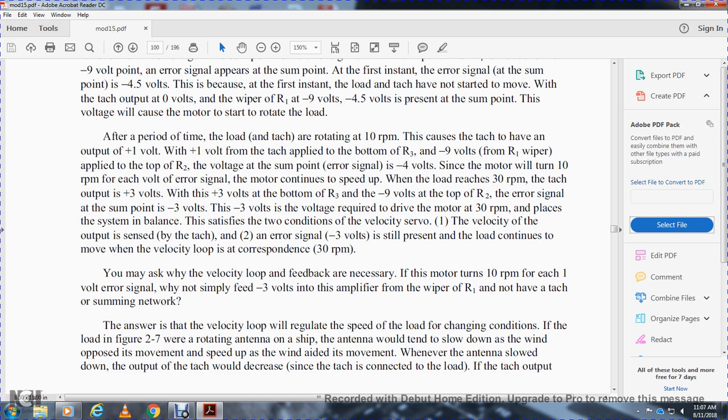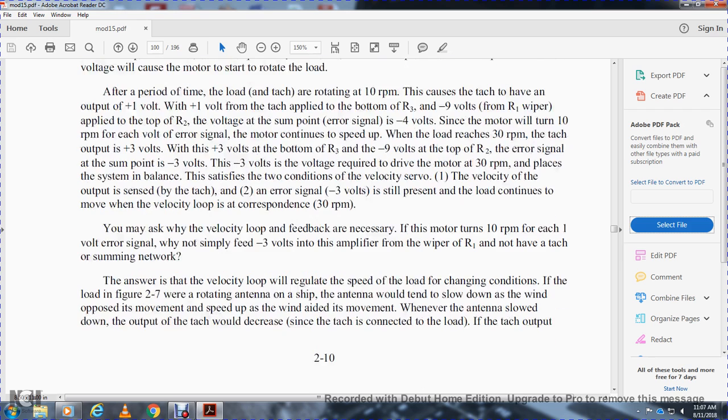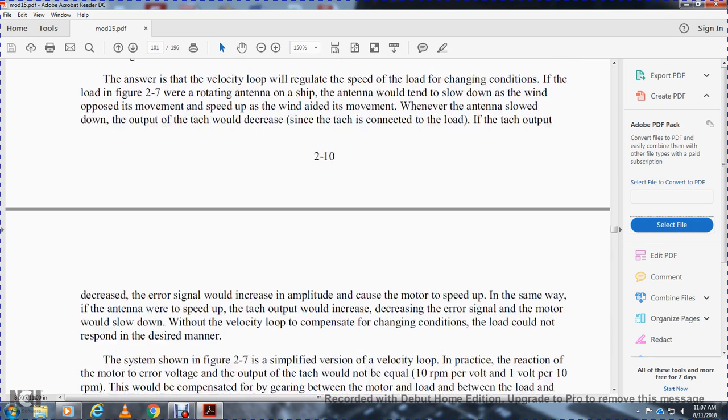You may ask why the velocity loop with feedback is necessary for the motor to turn at 10 RPM for each volt of error signal, which will not simply be negative 3 volts from the amplifier with the wiper of resistor 1, without the attack summing network. The answer is that the velocity loop regulates the speed of the load and changes with conditions. If the load in figure 2 is a rotating ship antenna, it would tend to slow down with the wind opposing the movement and speed up with the wind aiding. When the antenna slows down, the tach output will decrease, since the tach is connected with the load.